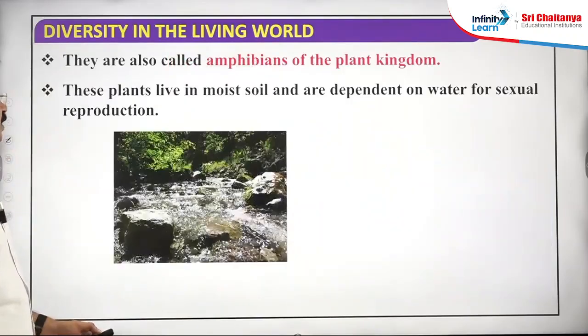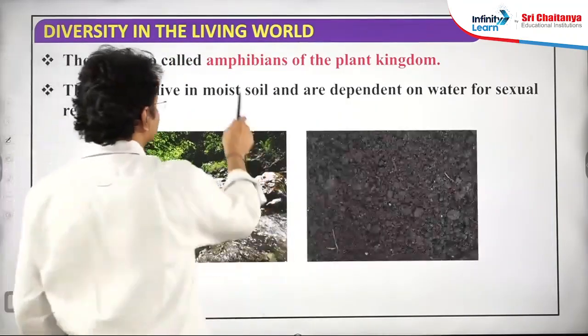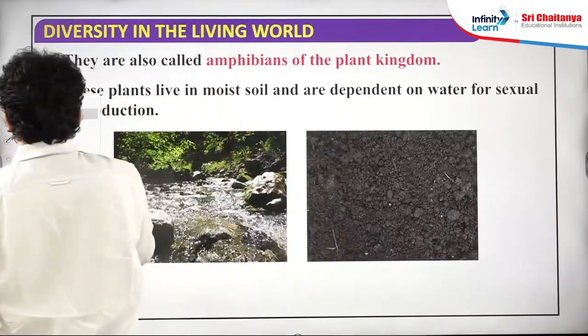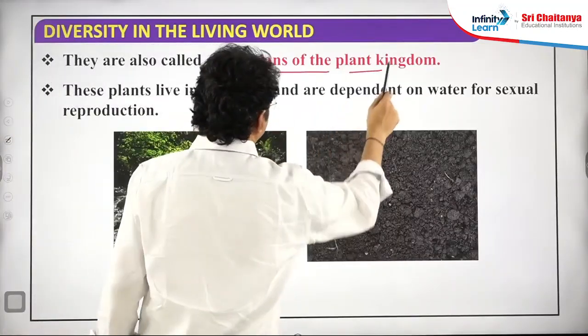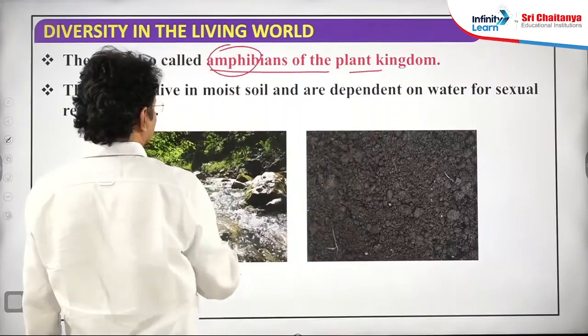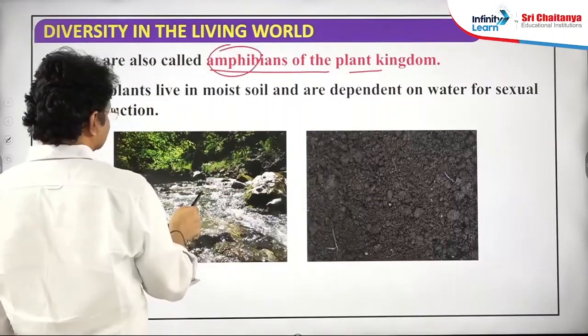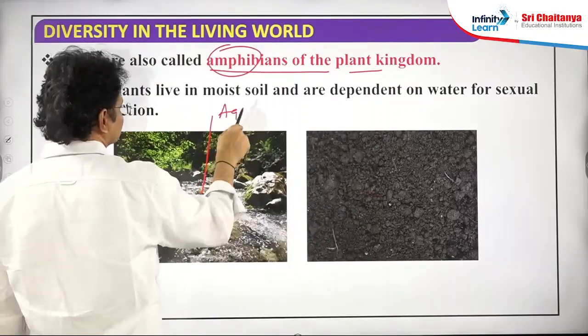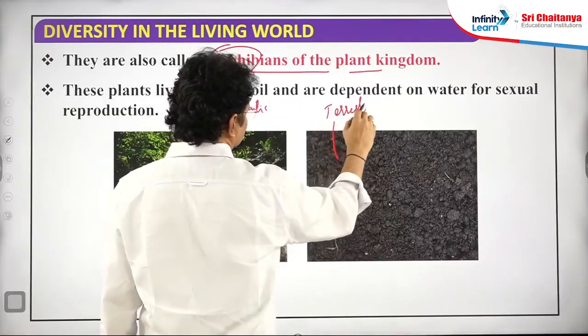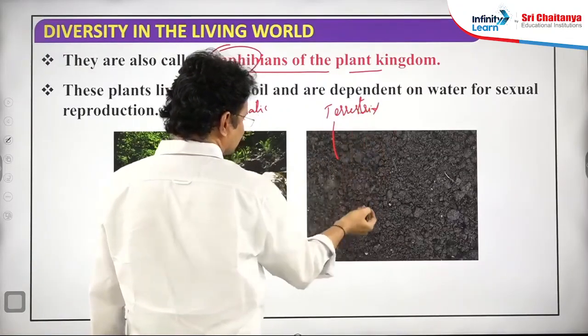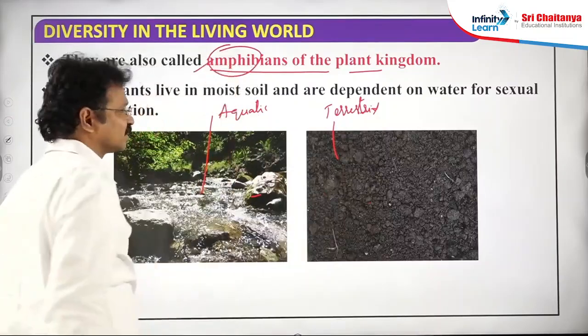They are also called amphibious plants in the plant kingdom. Why are the bryophytes called amphibious plants in the plant kingdom? Amphi means both. Aquatic habitat, it is aquatic, and soil area, terrestrial. These are able to survive in both areas. That's why these are amphibious in the plant kingdom.